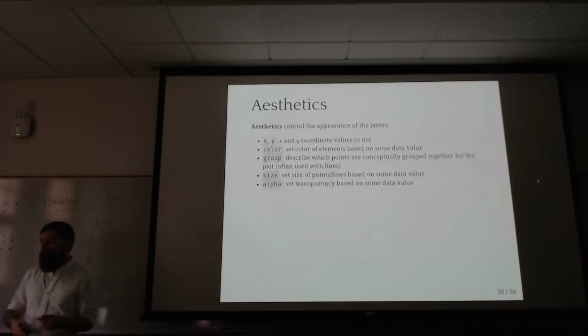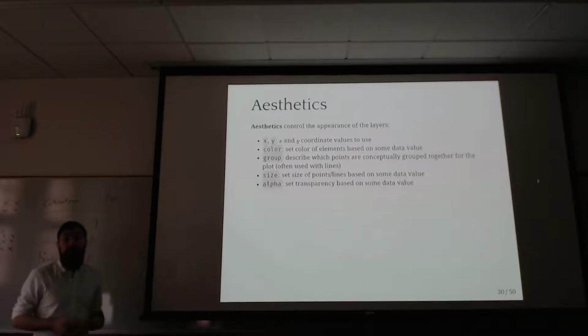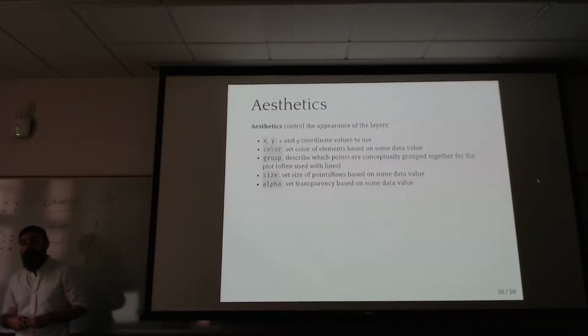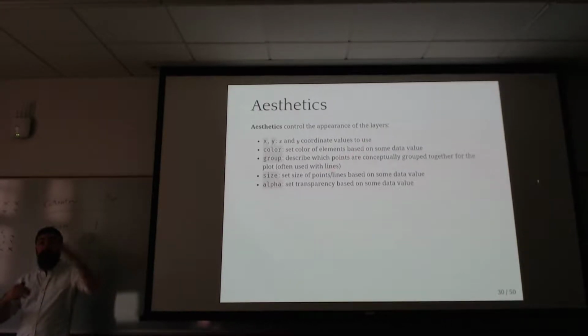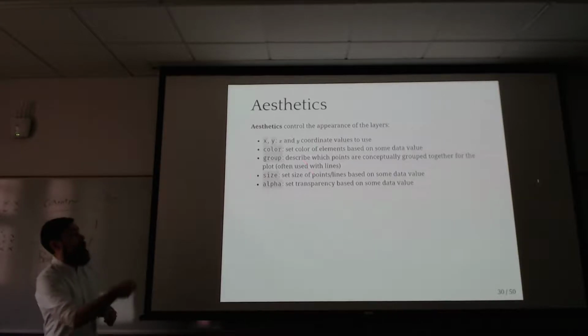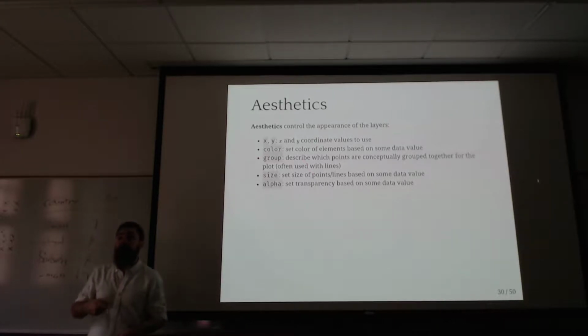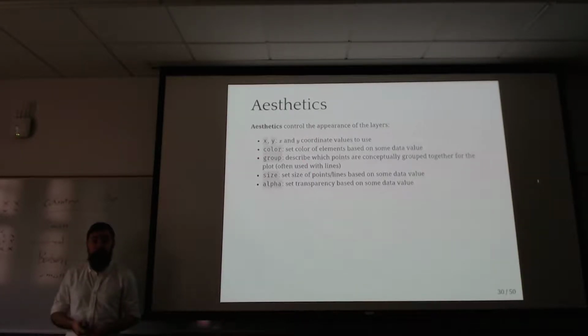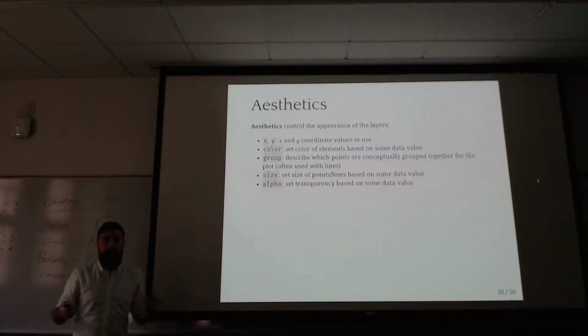Group will describe which points are grouped together based on some variable. It's very commonly used with lines. Size will make the points or the lines bigger or smaller, depending on some set value or on some variable. And alpha sets transparency. There's a lot of other aesthetics. Every single layer has a different set of aesthetics that work for it. Pretty much every layer, almost every layer will take X, Y, color, and probably group, but other ones may be more or less common.